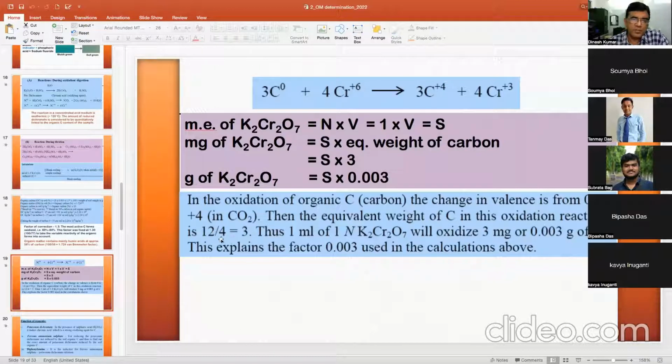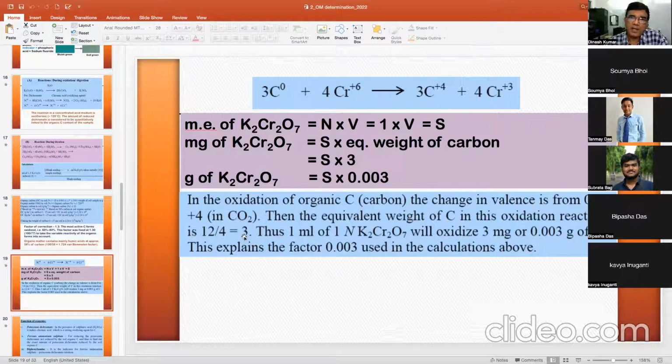Good. So 12/4. Is it atomic number or atomic weight? Atomic weight, sir. Atomic number is 6. So why are you keeping shy? No problem. We learn from each other. So 12/4, 12 is atomic weight. 12/4 is equal to 3. So 3 is the equivalent weight.